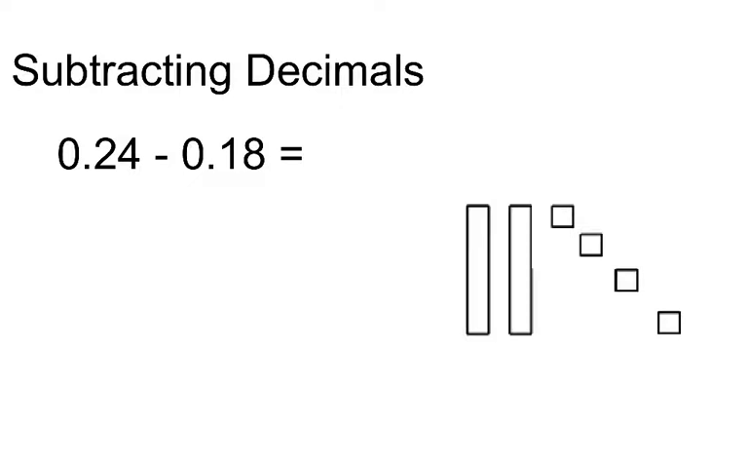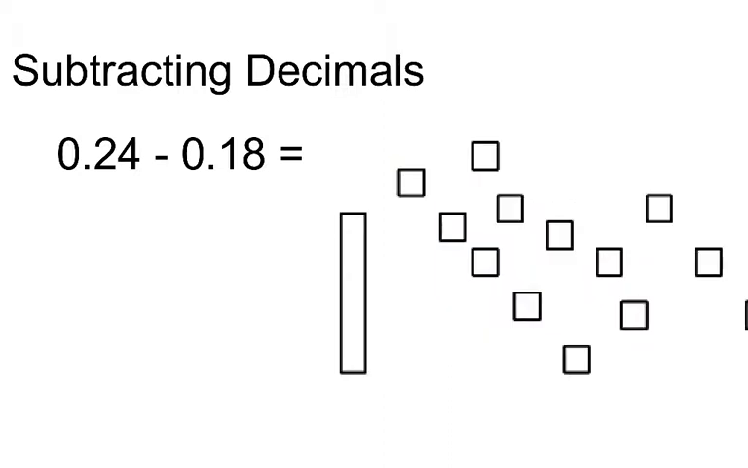So in order to take away 18, I need to take away 1 whole, or sorry, I have no wholes. I need to take away 1 tenth. Now I need to take away 8 hundredths. Well, I only have 4 hundredths here. So that means I have to take this piece and break it down into smaller units. So now I can do that here. So now I have 1 tenth, and now I have 14 hundredths. So I can easily take away 1 tenth, and I can take away 8 hundredths.